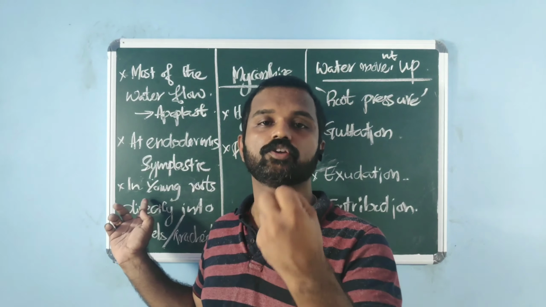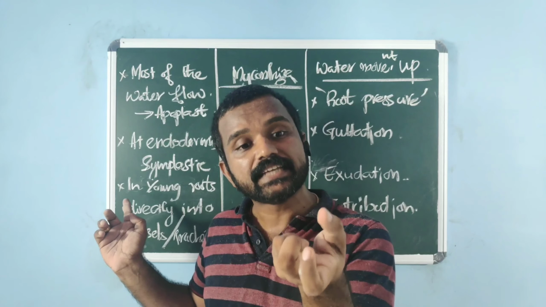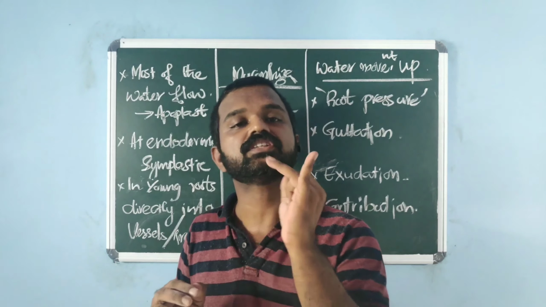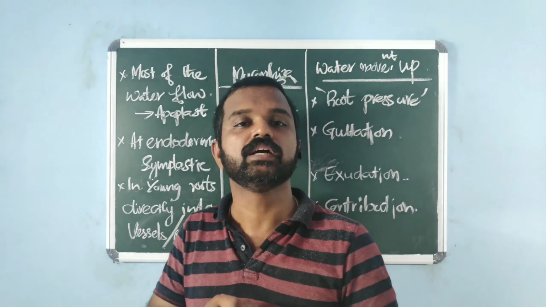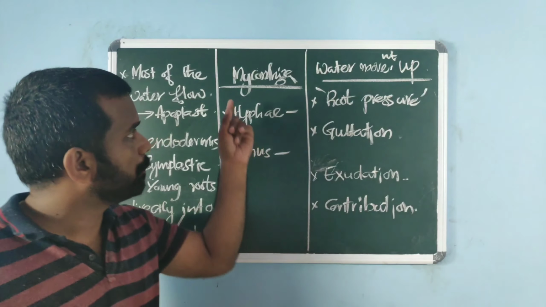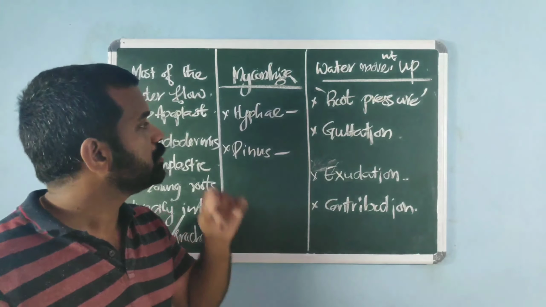In young developing roots, water enters directly into xylem vessels and tracheids. Vessels and tracheids are non-living. That means the movement is apoplastic.